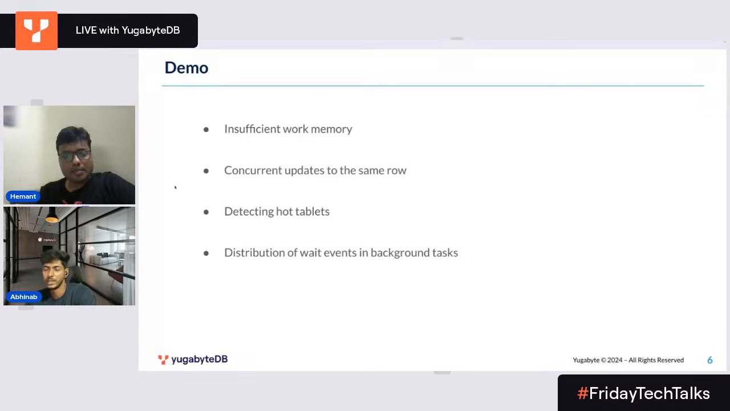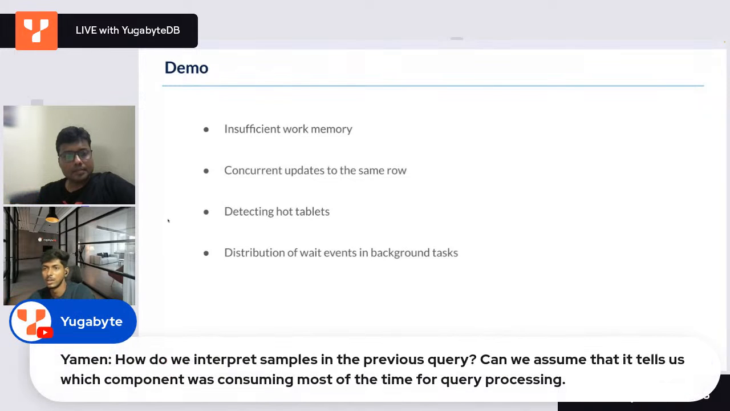And then we showed how you could use ASH to detect hot tablets, right? So, Abhinav, there is a question from Yemen. How do we interpret samples in the previous query? Can we assume that it tells us which component was consuming most of the time for query processing?